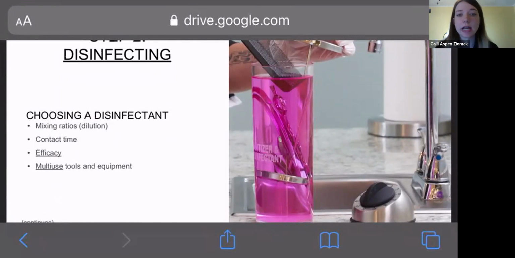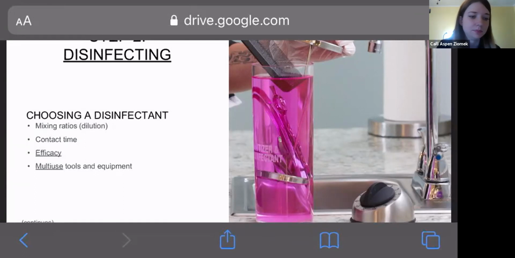They have different contact times, which means the product has to sit on the surface for X amount of time before it's actually finished cleaning it. So you'll have one that says, if you are trying to get rid of fungus, leave it on for 20 minutes. If you're trying to get rid of bacteria, leave it on for 5 minutes. And that is all written on the back of your bottles. The efficacy, again, is what it says it will clean.